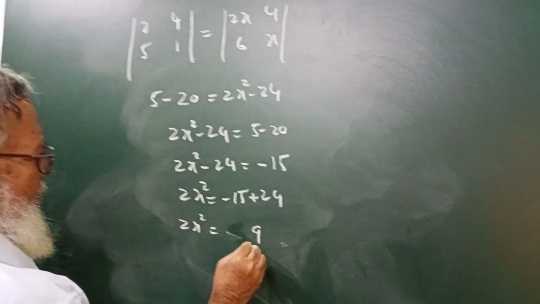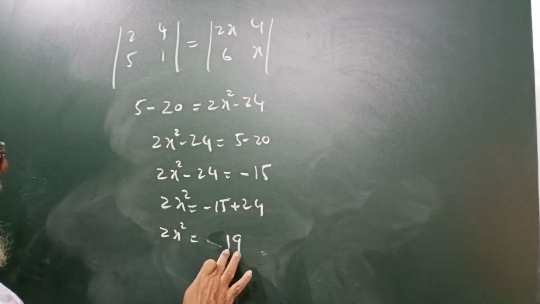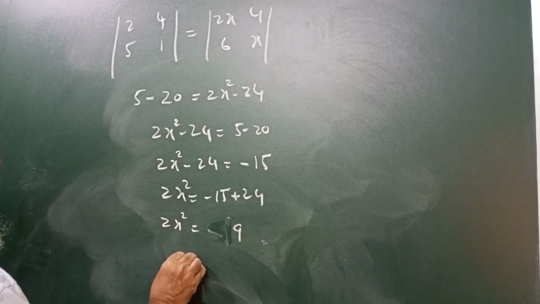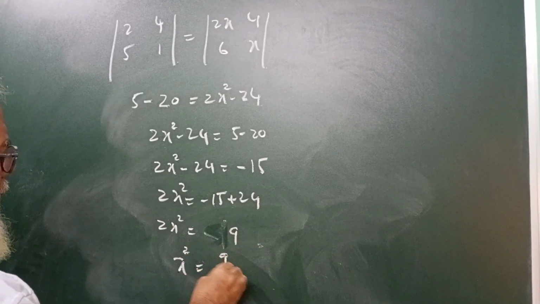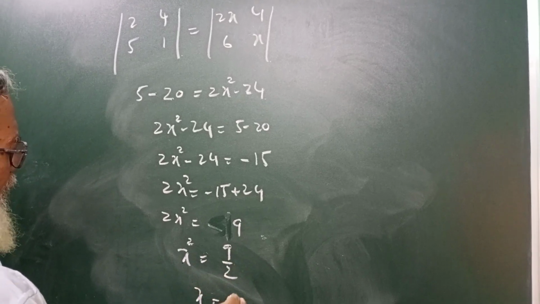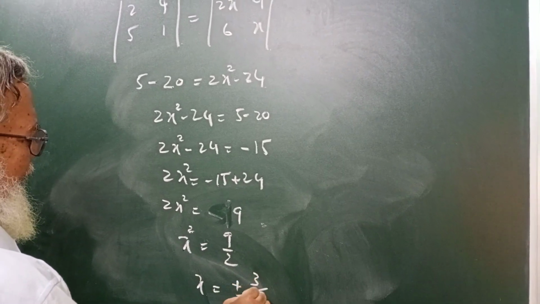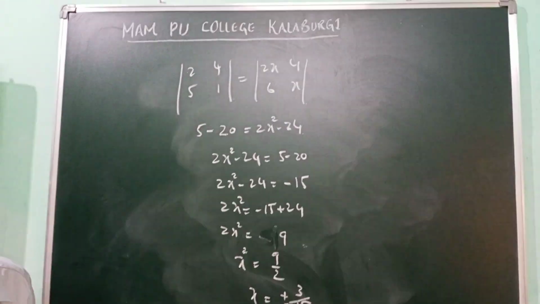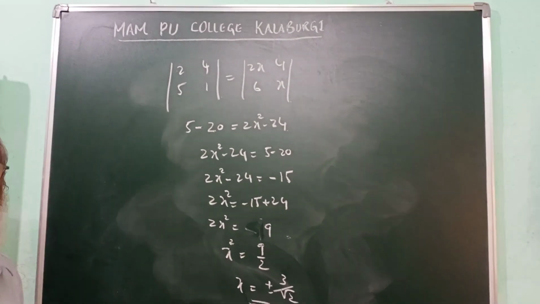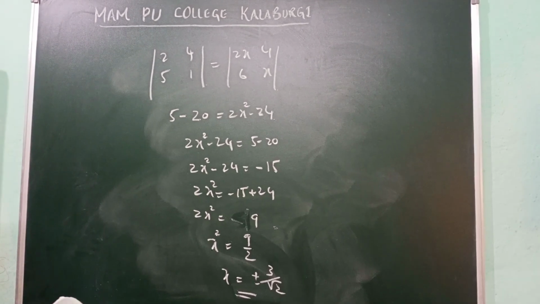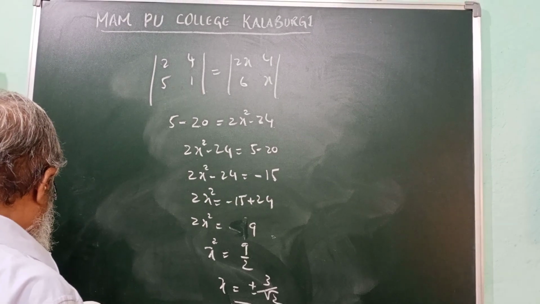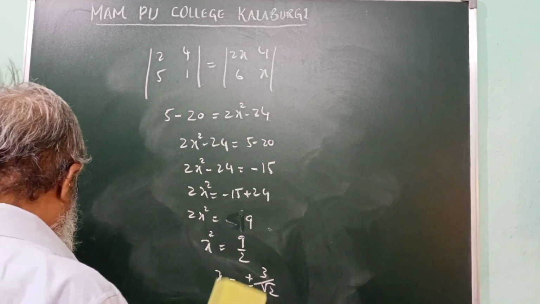So here it is 9. 2x square is equal to 9, and x square is equal to 9 by 2, or x is equal to plus or minus 3 by root 2. So these are the values here. Now let us discuss some of the problems on the second order determinant and some third. Then we'll discuss about the third order determinant.